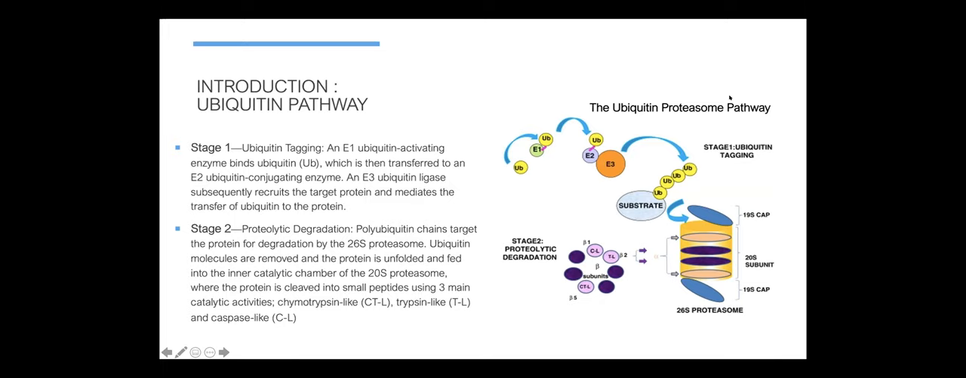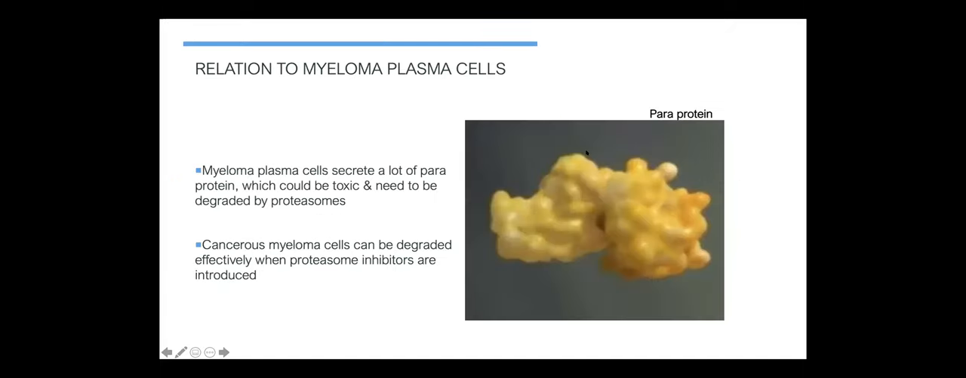It goes inside the proteasome and gets degraded by three different catalytic activities: chymotrypsin-like (CTL), trypsin-like (TL), and caspase-like. As you can imagine, the inhibitor I'm going to talk about in the later slides targets one of these three catalytic activities to inhibit proteasome function. In myeloma plasma cells, they secrete a lot of paraprotein, which could be toxic and has to be degraded by the proteasome. So when proteasome inhibitors are introduced to these cells, the harmful protein cannot be degraded and the cells can be killed.